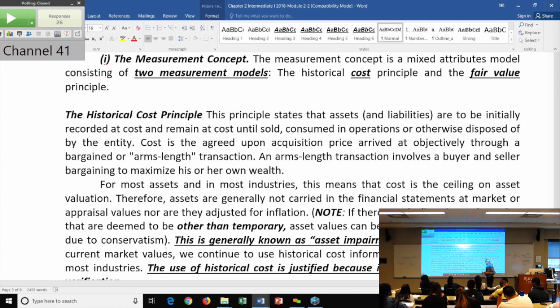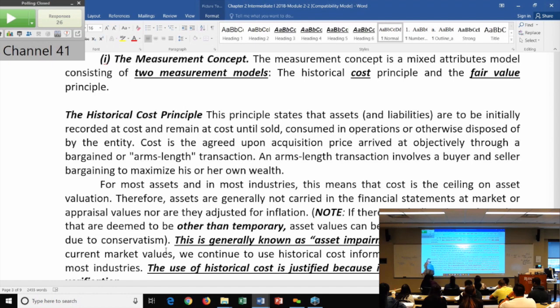From basics in accounting, you know that the cost concept tells you that assets, liabilities, and equity are originally recorded at cost, and they stay at cost until they're used up in operations. You should also know that cost is the agreed upon acquisition price between a willing buyer and seller, both bargaining for their best interest. So if you and I were transacting, we would be looking to maximize our own position. And that arm's length transaction generates a price or a cost that is known as historical cost. Now, most assets in industries will rely on historical cost, meaning that it is the ceiling on asset valuation.